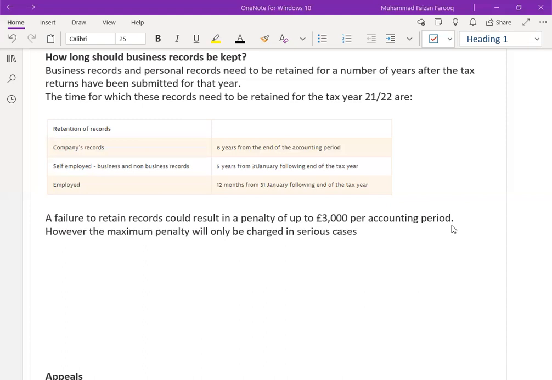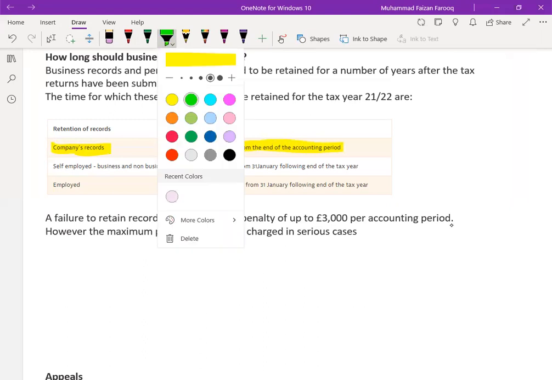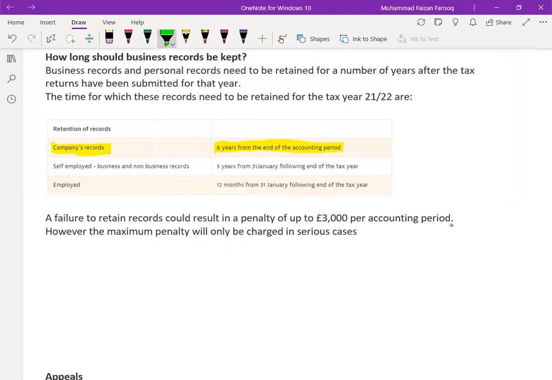Number one, for the companies. Companies means corporation tax purposes. Companies have to keep the records for 6 years after the end of accounting period.